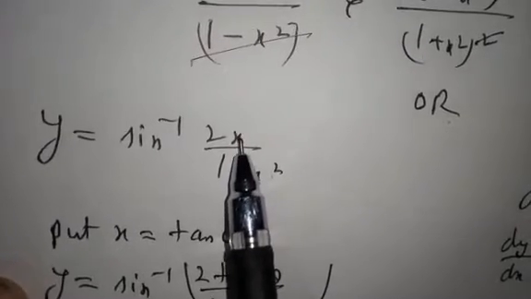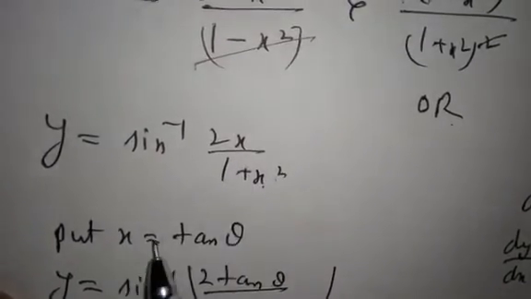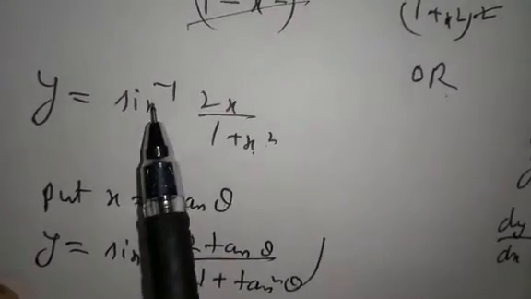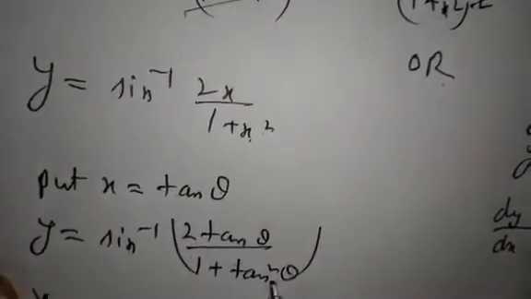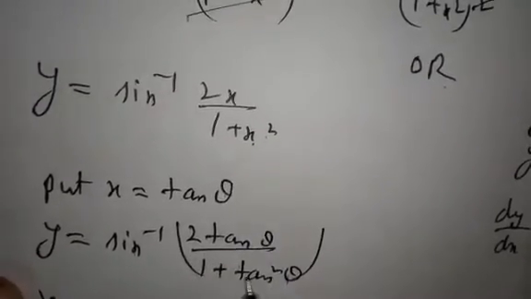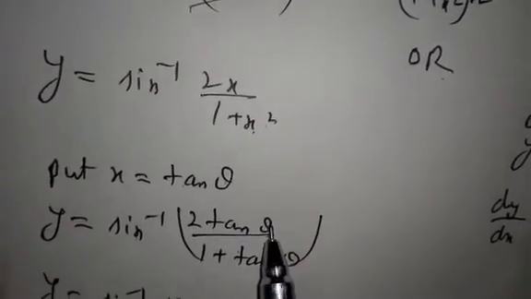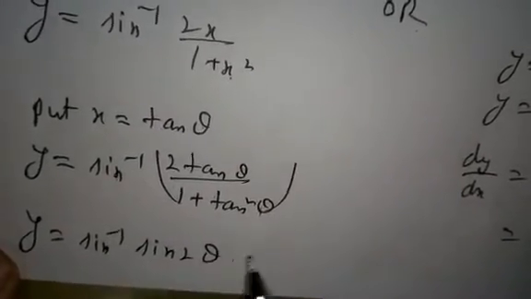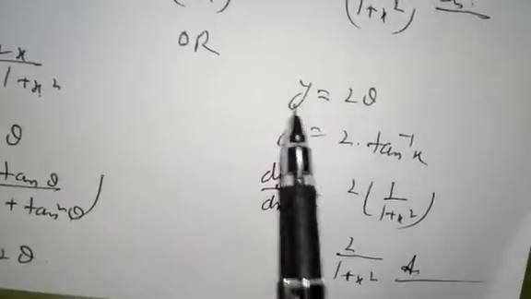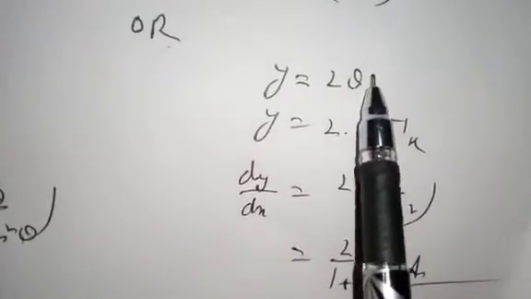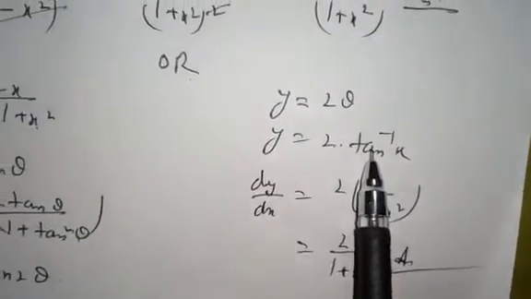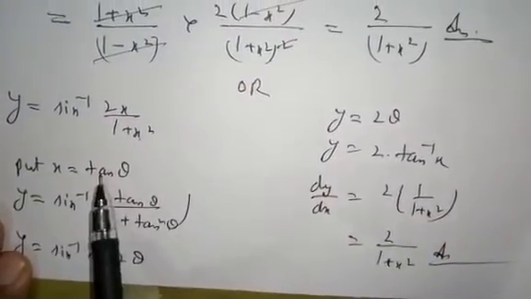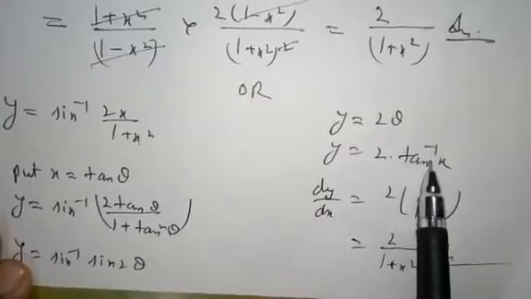So we take x equals tan theta. Now the question becomes sin inverse of 2 tan theta upon 1 plus tan square theta. This is the formula for sin 2 theta, so we replace this one as sin 2 theta. Sin inverse cancels, only 2 theta remains. So now we have y equals 2 theta. Now replace the value of theta: as we put x equals tan theta, theta is tan inverse x. So in place of theta we put tan inverse x.